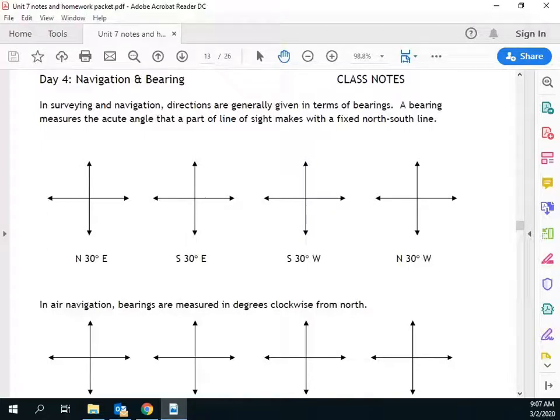So when talking about navigation, the first thing is we've got to talk about different ways of saying it. And there are two different ways. One is you can use the directions that you're going, north, east, south, west, all that stuff, with a degree in between it. So when you see here, you have north, then you go 30 degrees north and go 30 degrees to the east.